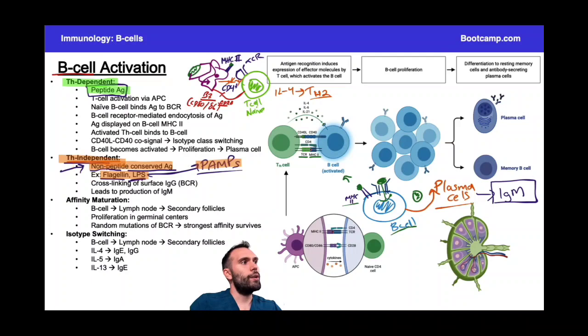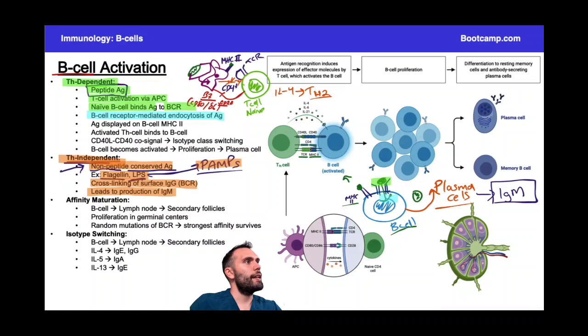And so with the T helper independent response, right, these specific carbohydrates cause cross-linking of the surface antibodies. That's how this B cell will get activated by non-peptide antigens, and that will lead to production of IgM, which is what we just said. The T helper dependent response involves T cell activation via an antigen presenting cell. That naive B cell is going to bind its antigen to the B cell receptor. That's what we just said here. So antigen binds to the B cell receptor. That's the step. Then the B cell receptor has mediated endocytosis of the antigen. That's the step, right? It internalizes that antigen.